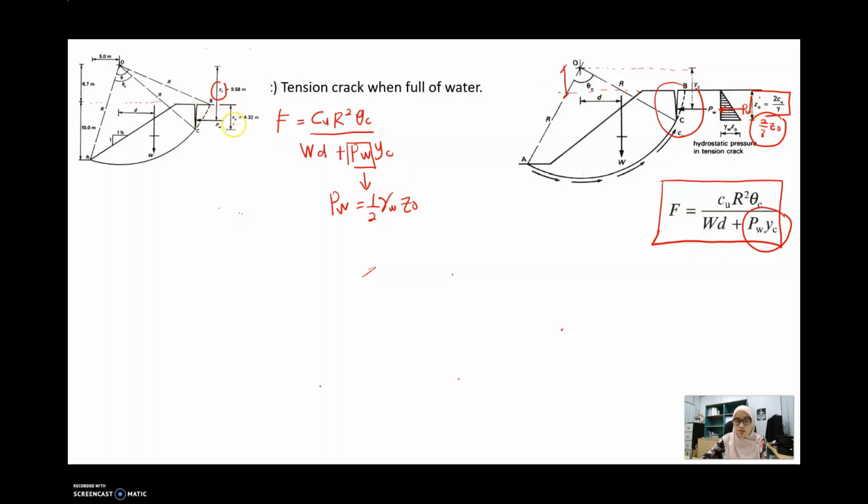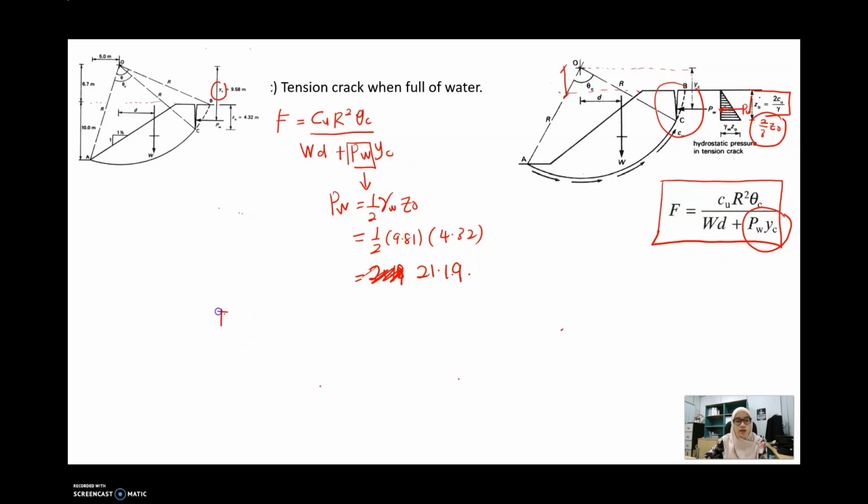Okay, so in your case, the Z0 is equal to 4.32. So PW is half times 9.81 times 4.32. The value is 21.19. This is the PW.